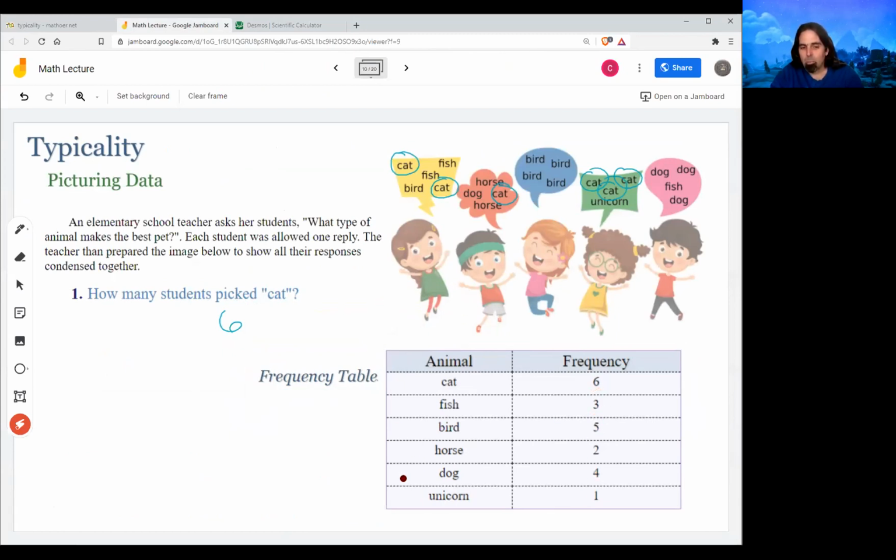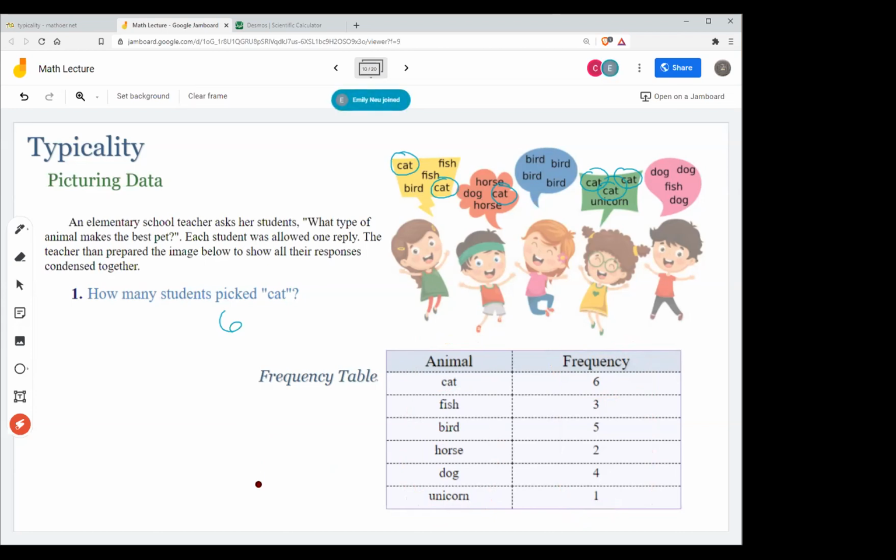And now we can actually answer these questions easily. How many students picked cat? There's 6 of them, right? There we go. It's not as cute and colorful, but it's much easier to work with. Notice these tables have to have 2 columns. One is what categories are you working with? And then the other is how many times that thing appears. Everyone with me so far? Yeah. Yep.